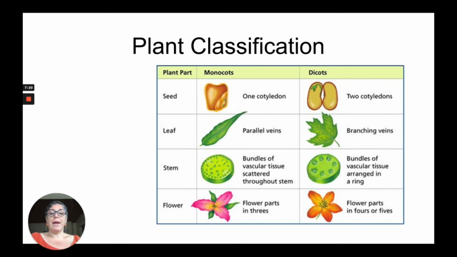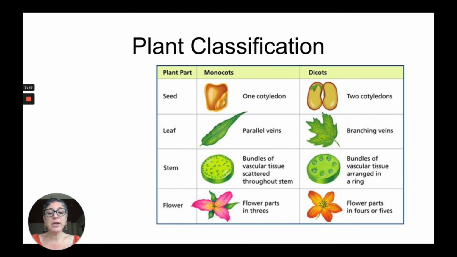Then we can look at the leaf of the plant. If the leaf has parallel veins, then it is a monocot. If it has branching veins or a network of veins, then it is a dicot. Again, parallel veins would be something like maize or grass, and branching veins would be any typical plant, like an oak tree or an acacia tree or something like that.